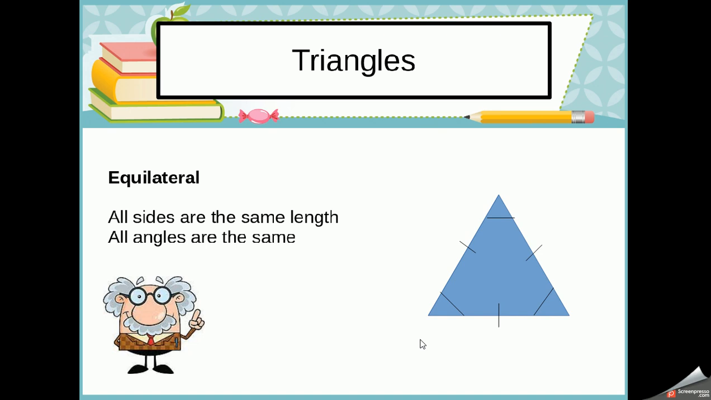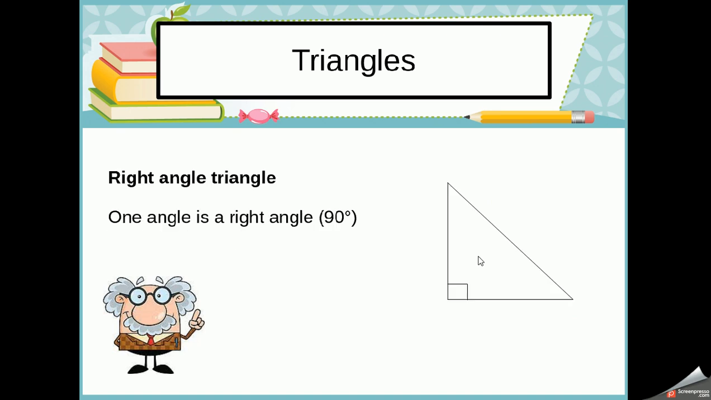Our third type then is a right angle triangle. The right angle triangle has one angle, which is 90 degrees, what we call a right angle. Notice as well that this could be an isosceles triangle as well, because if we have 90 here, then the sum of the other two angles has to be 90. It's got to add up to 180. So if that was 45, this one was 45, we'd have an isosceles triangle, but we'd also have a right angle triangle.